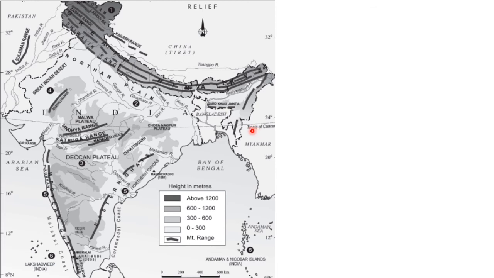Now students, let's talk about the Deccan Plateau. To the south of this Narmada river lies the Satpura range, and from here the Deccan Plateau starts.